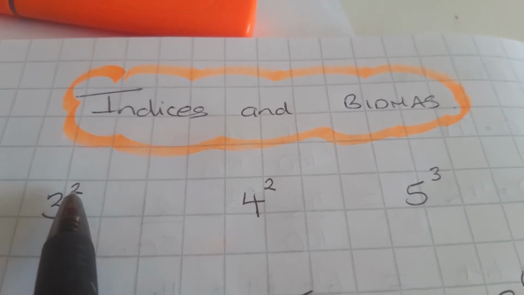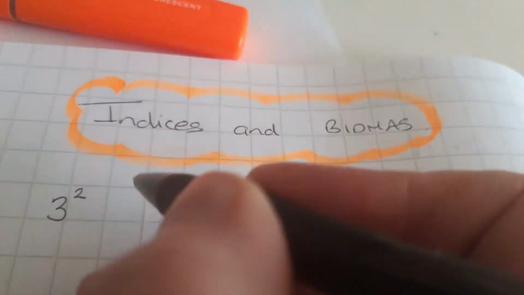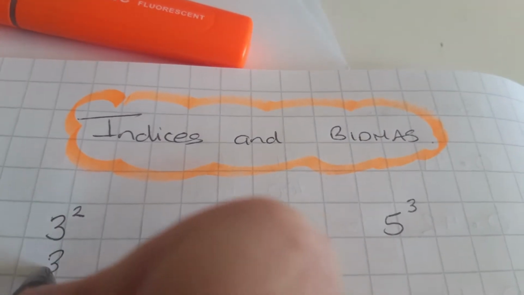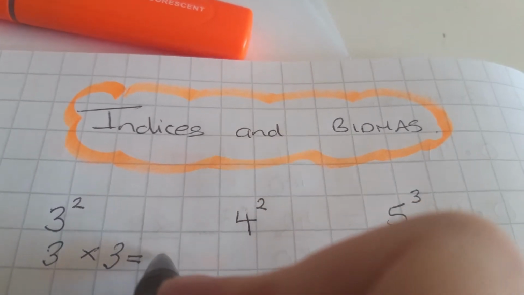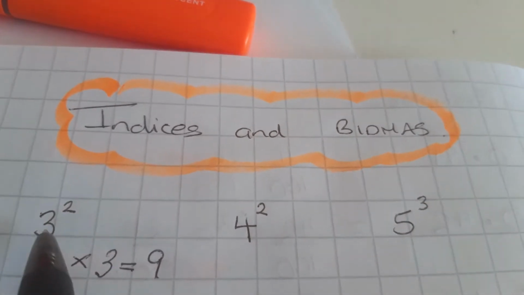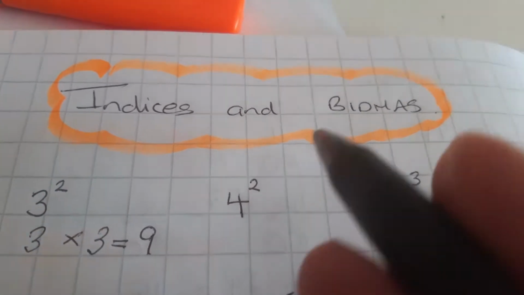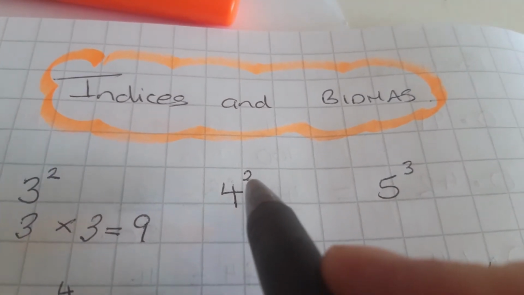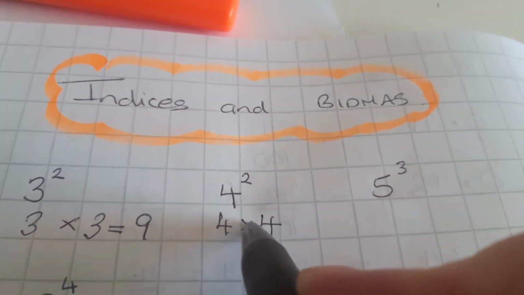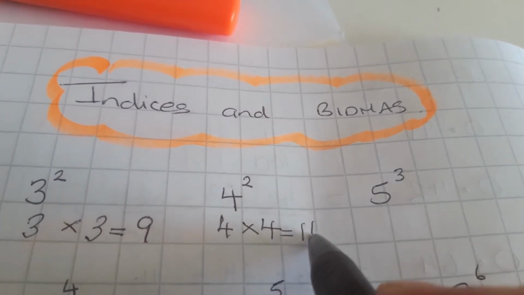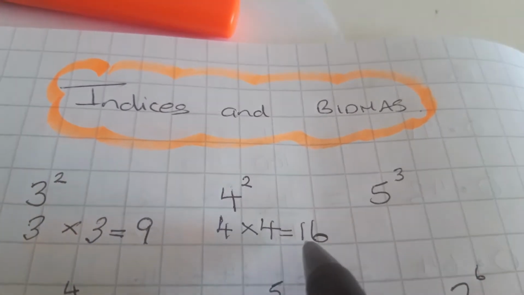So 3 with a little 2 above it means write the 3 down 2 times and then multiply. So 3 squared really means the number 9. Same here, we have 4 with a little 2 above it, so we write 4 down 2 times and multiply and we get 16. So 4 squared really means 16.